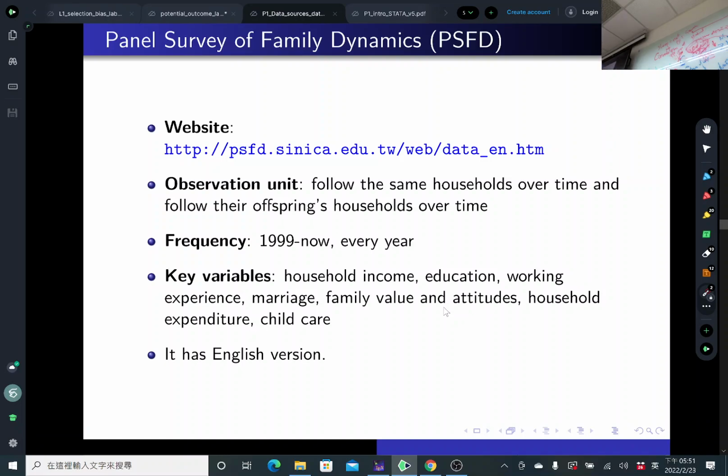So for panel data in Taiwan, we have two big panel data sets. One is the Panel Study of Family Dynamics. This panel data started from 1999, and they follow the same household over time, even following their offspring. So after their offspring become, maybe when they are 18 or 20 years old, they have another family, they also follow this household. Okay. So from 1999 until now, they actually follow the same household for 2 or 3 generations. So this data set is quite complicated, but also quite interesting. They have household income, education, working experience, and even family value, some value or attitude questions. Okay. So in Chinese it is the Panel Study of Family Dynamics.